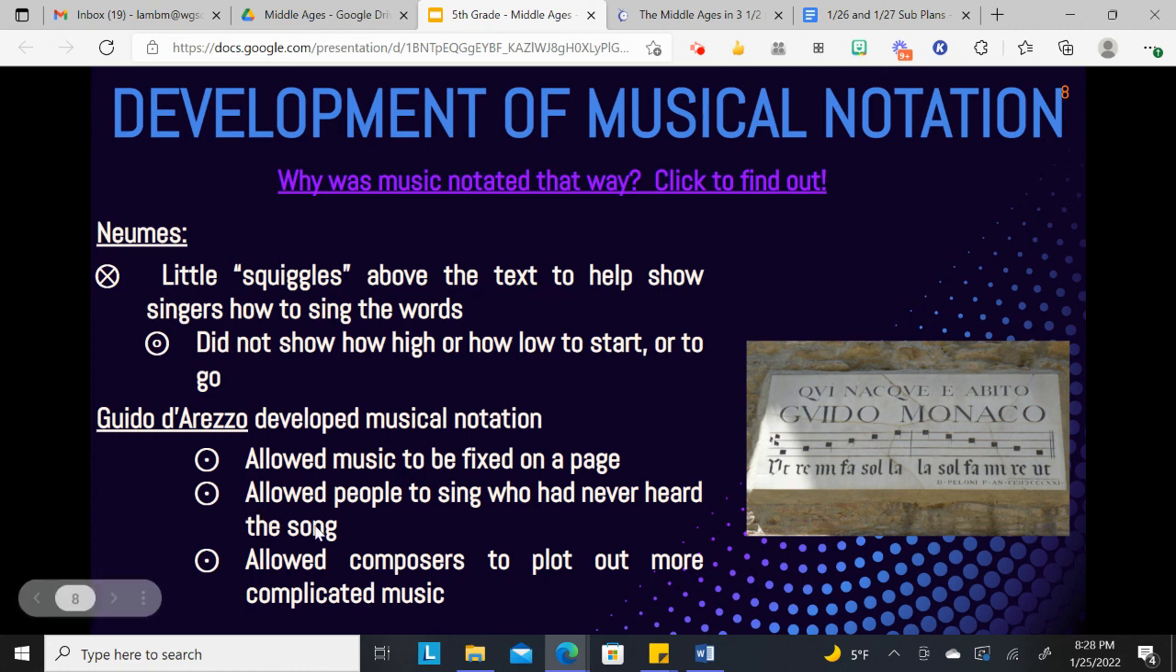It allowed people to sing the song who had never heard the song before. They could read the notes on the page. It also allowed composers to plot out more complicated music. So this was a huge thing in the medieval times, was Guido de Arezzo developing the musical notation.